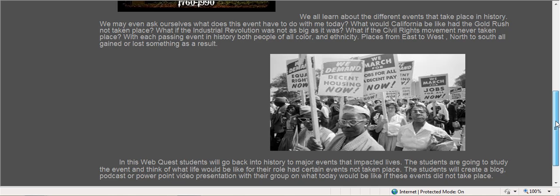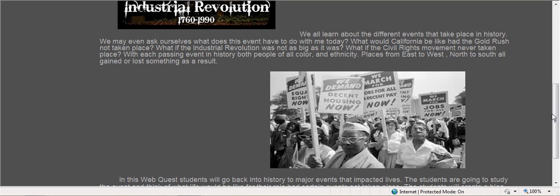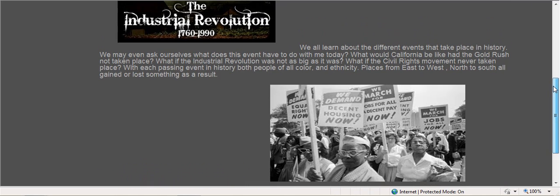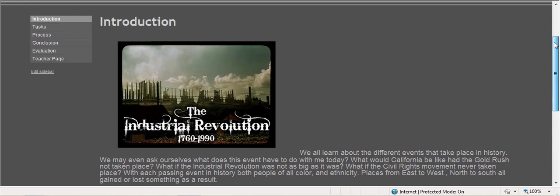We all learn about the different events that take place in history. We may even ask ourselves, does this event have to do with me today? What would California be like had the gold rush not taken place? What if the Industrial Revolution was not as big as it was? What if the Civil Rights Movement had never taken place? With each passing event in history, both people of all color and ethnicity, places from east to west, north to south, all gained or lost something as a result of past history events. This is the introduction page of the WebQuest.